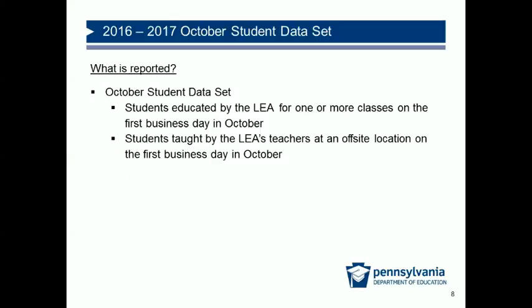What is reported? This data is reported in the October student data set. These are all the students educated by the LEA for one or more classes on the first business day in October. This could be the first, second, or the third. This also includes students taught by the LEA's teachers at an off-site location on the first business day in October. If your teacher is providing any class for this student, they must be in your October student data set.